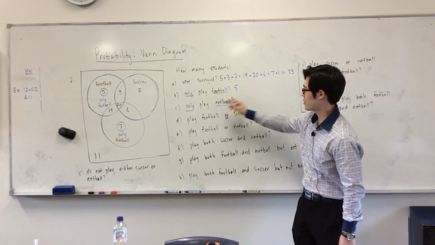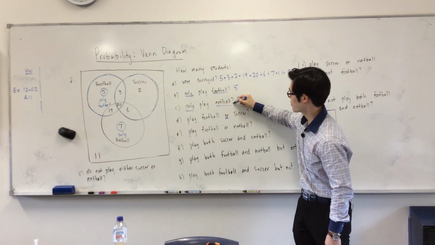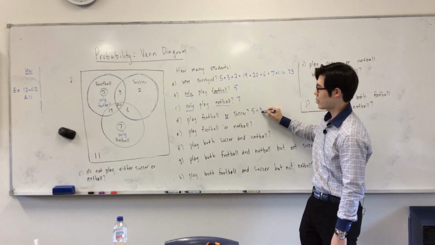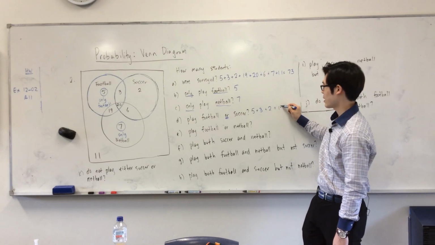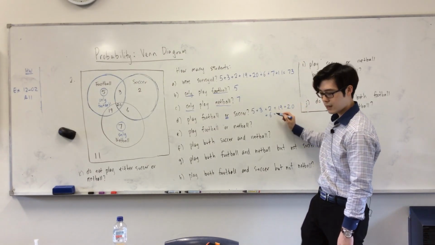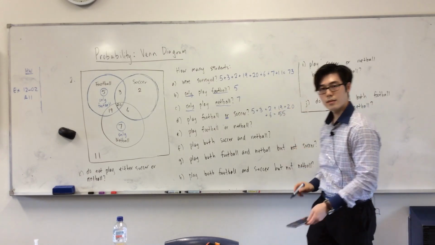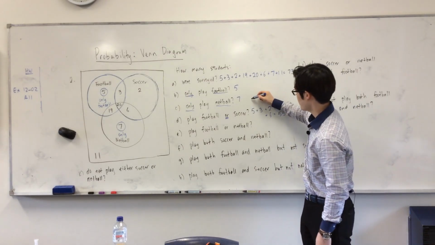So, I forgot to write this question. That's 7. That one, so we've got 5 plus 3 plus 2 plus 19 plus 20 plus 6. If you do that in the calculator, you get 55. So I'll just add an additional note here.